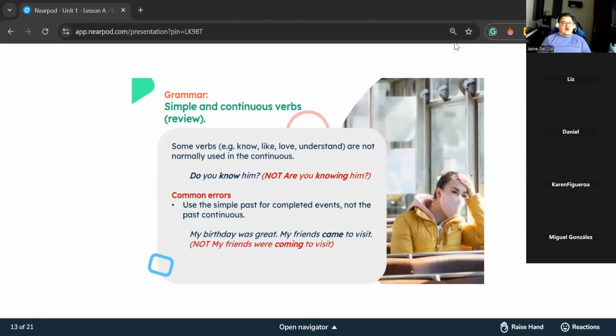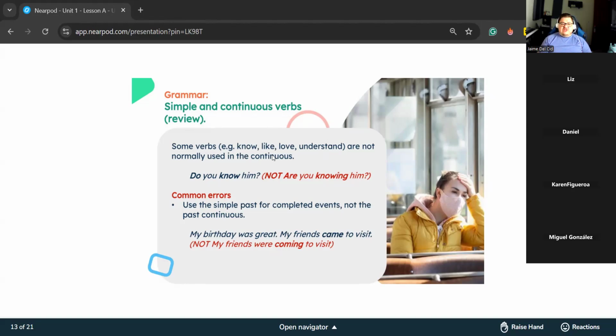We studied something called stative verbs and dynamic verbs. Remember that there are certain verbs that do not exist in continuous form. There are certain verbs that are just not part of the continuous form because of the way English is structured. Some of those verbs are verbs like know, like, love, and understand. So these are verbs that you normally won't see in continuous forms, okay?